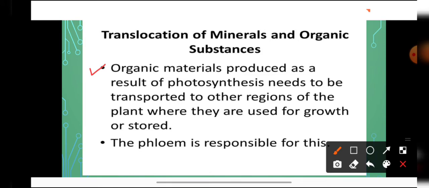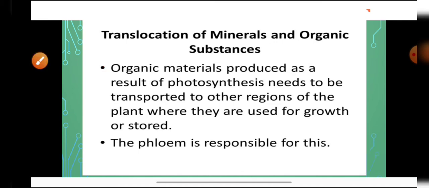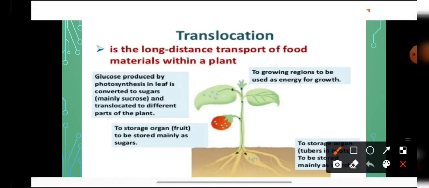And the pathway of translocation is the phloem. So phloem is responsible for translocation. Translocation is the long distance transport of food materials within a plant body. We all know that plants manufacture food and synthesize food in the form of glucose. This glucose, which is produced in the leaves, is converted to sugars, mainly sucrose. And this sucrose is then translocated to different parts of the body.